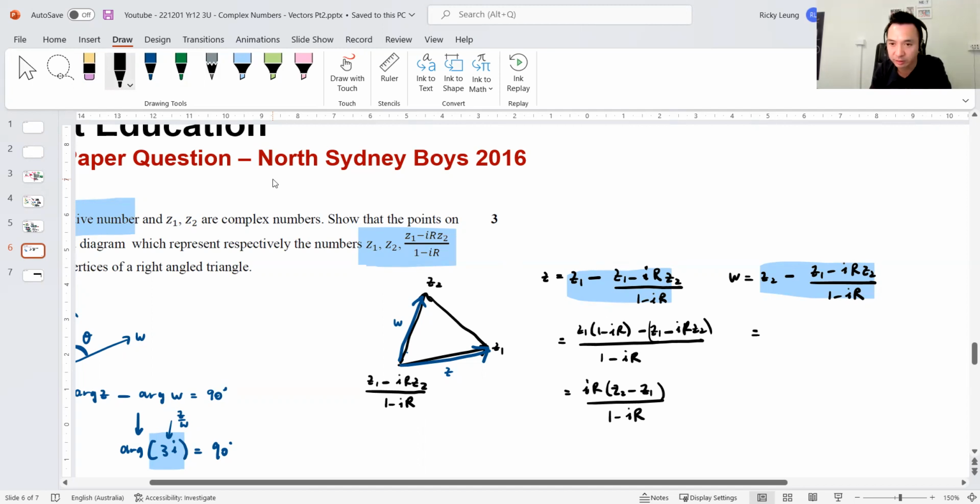This one here, common denominator. What do I get? Just be careful here. R Z2 minus IR minus. So that's Z1. This one here, Z2 minus IR plus. Okay, so in this case, the IRs cancel out, and I get Z2 minus Z1 all over 1 minus IR.